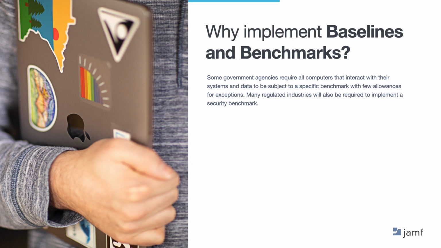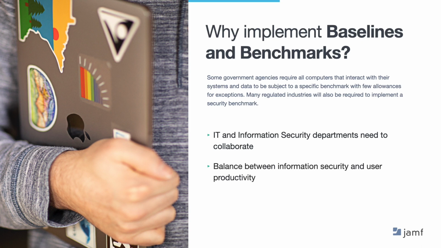Instead, IT and information security departments need to collaborate to consider the risks of most concern to their organization, and they need to determine the best controls to mitigate those risks and implement them with careful thought, striking a balance between information security and end user productivity.